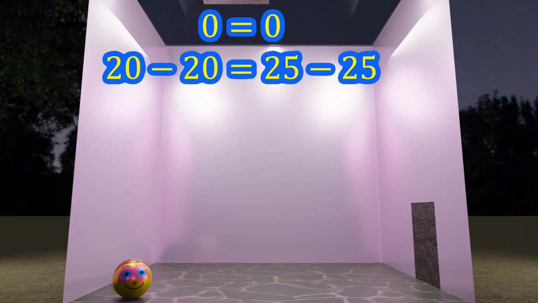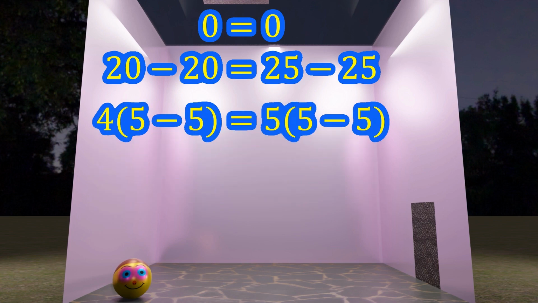Okay. Now, it's time for factorization. We can factorize 4 from the left side of the equation, and at the same time we can factorize 5 from the right side of the equation. Okay. As we can see, there are two identical phrases on both sides of the equation. Therefore, we can omit them from the equation.